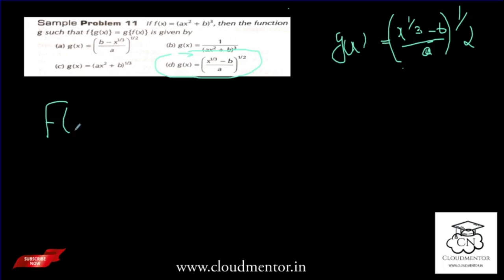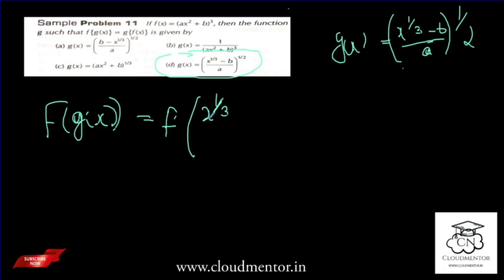f of g of x. f of g of x is equal to f of... what happened, I think the software has crashed. So f of x raised to 1 by 3, x raised to 1 by 3.